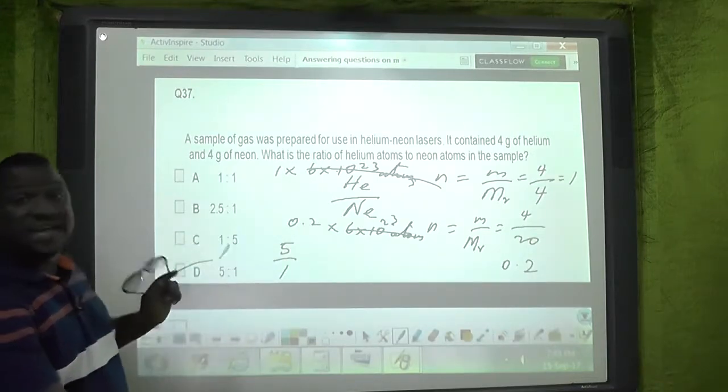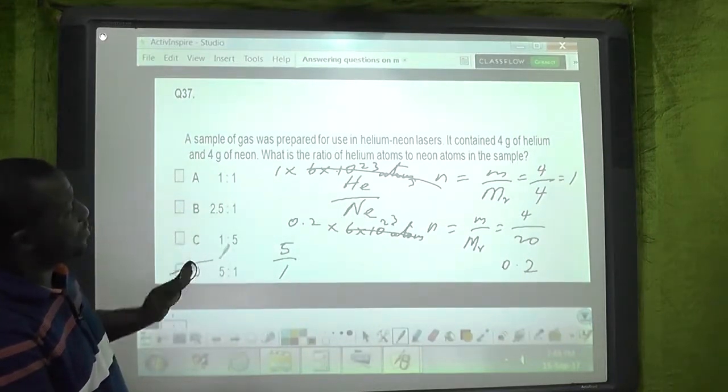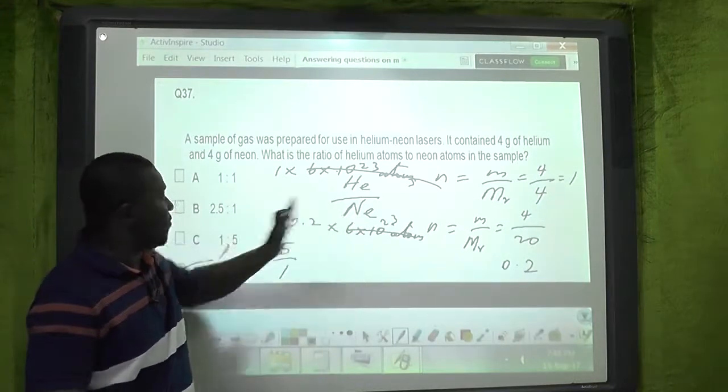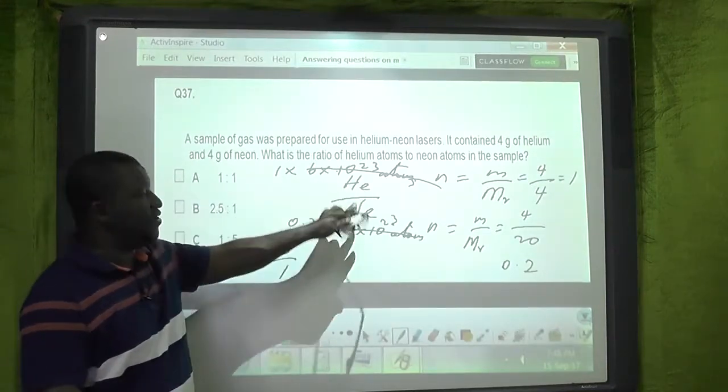Look at 1 to 5 here. You have to be very careful. That's why I wrote this first. Helium to neon is what they are asking us. So I wrote this one first so that we don't make a mistake, because I know they will change it like this, and students will just pick one if they didn't write this one first.